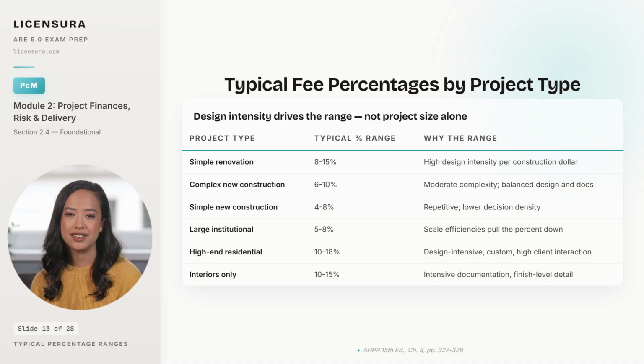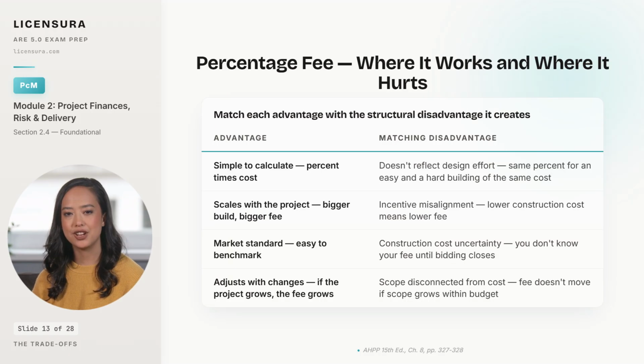Once you understand the ranges, the next question is what percentage fees actually do well and what they fail to do. The advantages of percentage fees are real, and the disadvantages line up against them one for one. Simple to calculate means everyone understands the formula. But a building that requires twice the design effort at the same construction cost yields the same fee, so simplicity hides effort. The fee scales with the project, which sounds fair, but the scaling runs the wrong direction for clients hiring you to save them money.